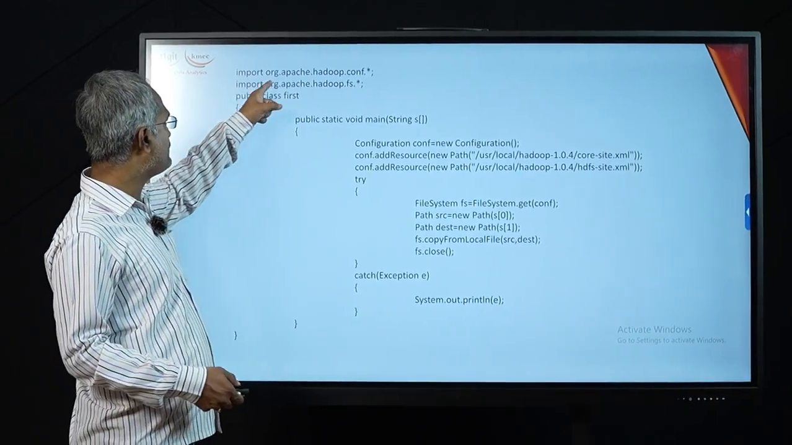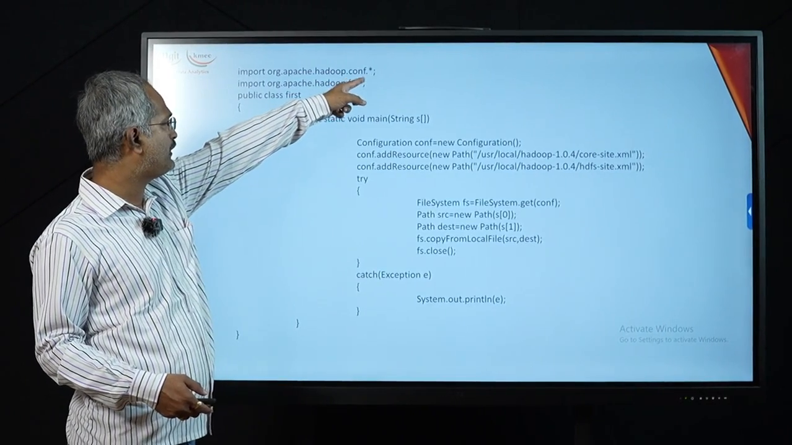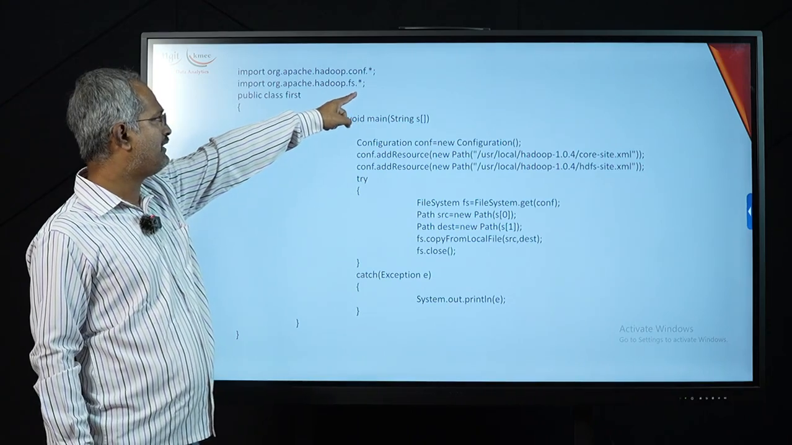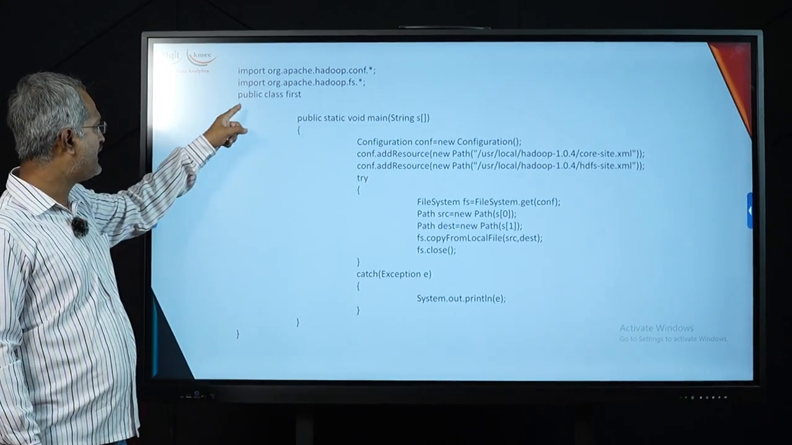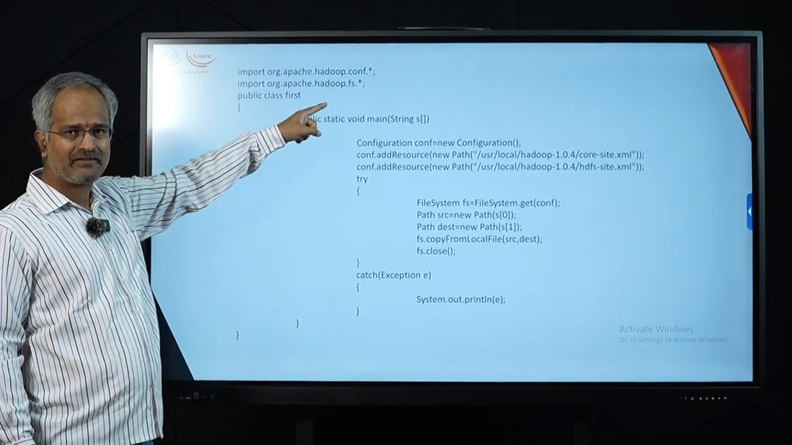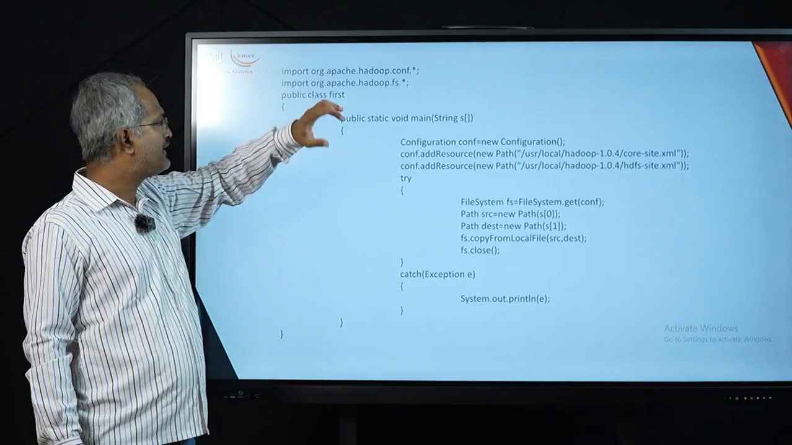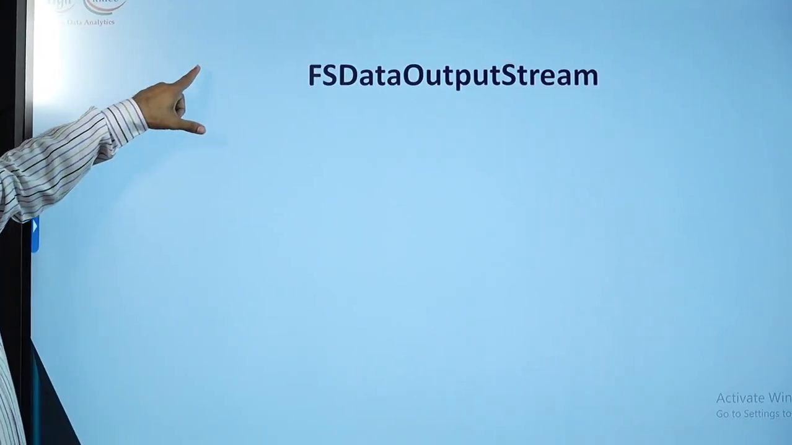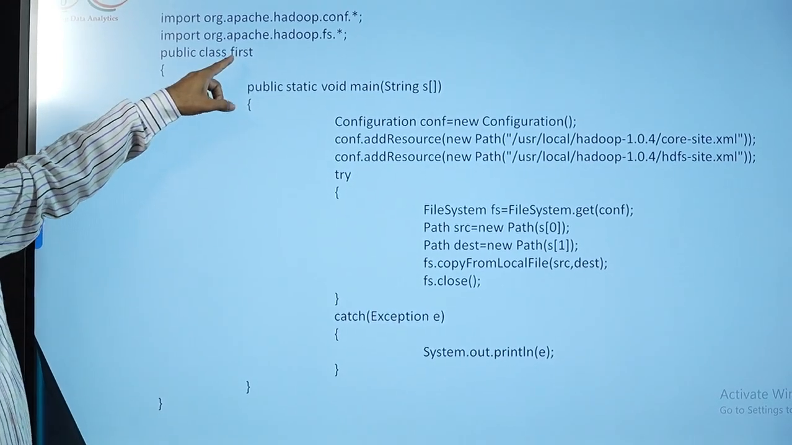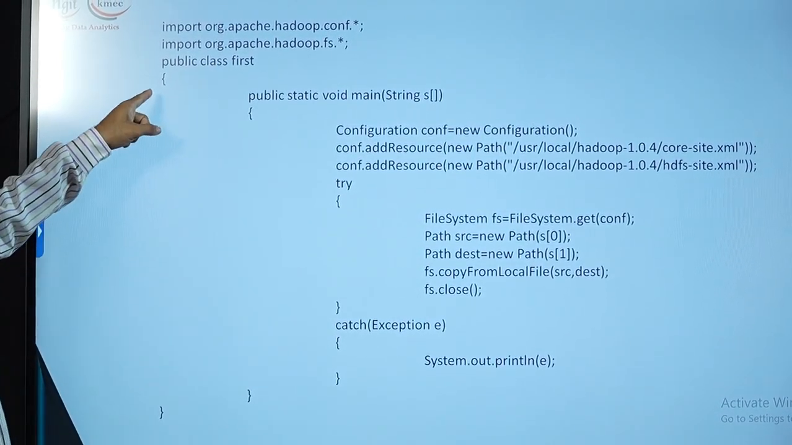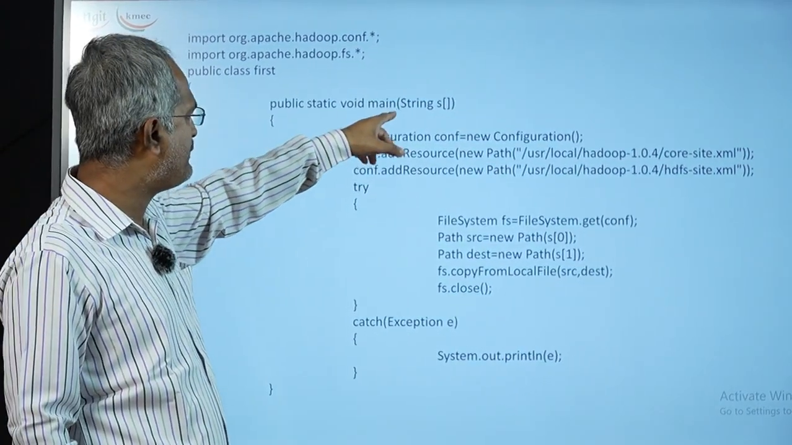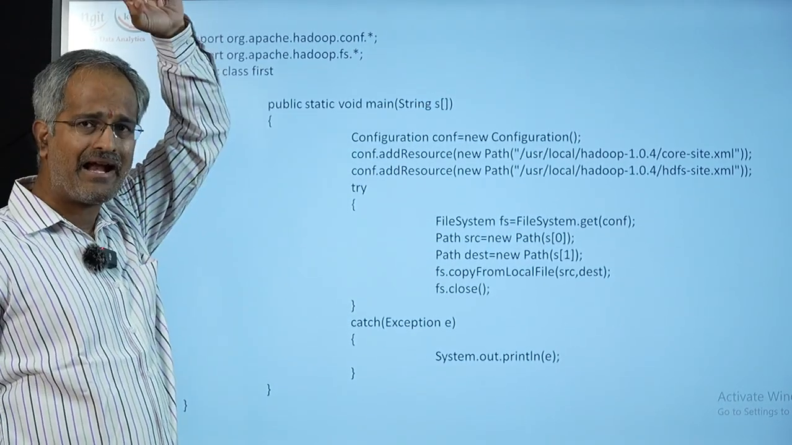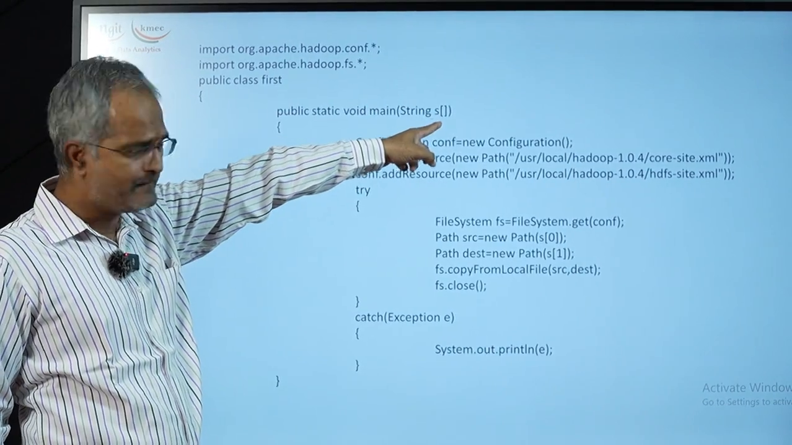You can see that we import org.apache.hadoop.conf.* and import org.apache.hadoop.fs.*. And then public class first; I am taking first as the class name, and opening brace. In this, public static void main, we are taking String s, the command line arguments, which will be taken into s.